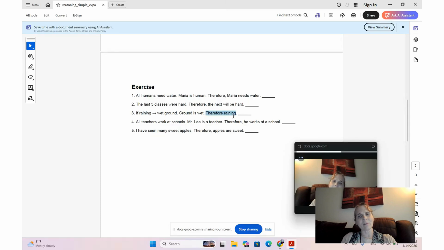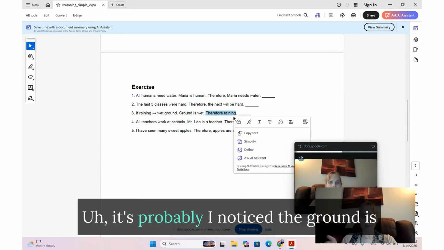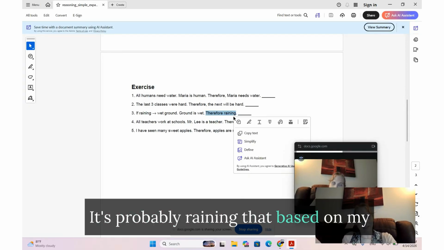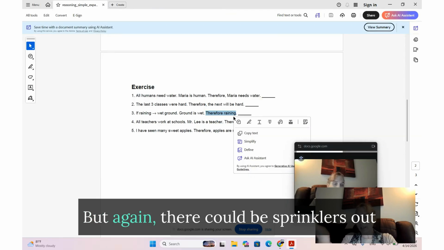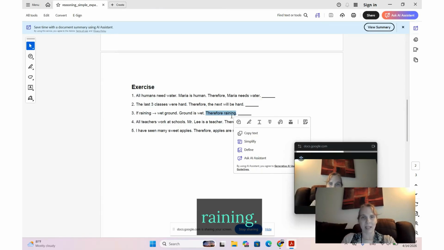that could be a prediction. It's probably, I noticed the ground is wet. It's probably raining, based on my experience. But again, there could be sprinklers out there. So you can't take that as therefore it is raining.